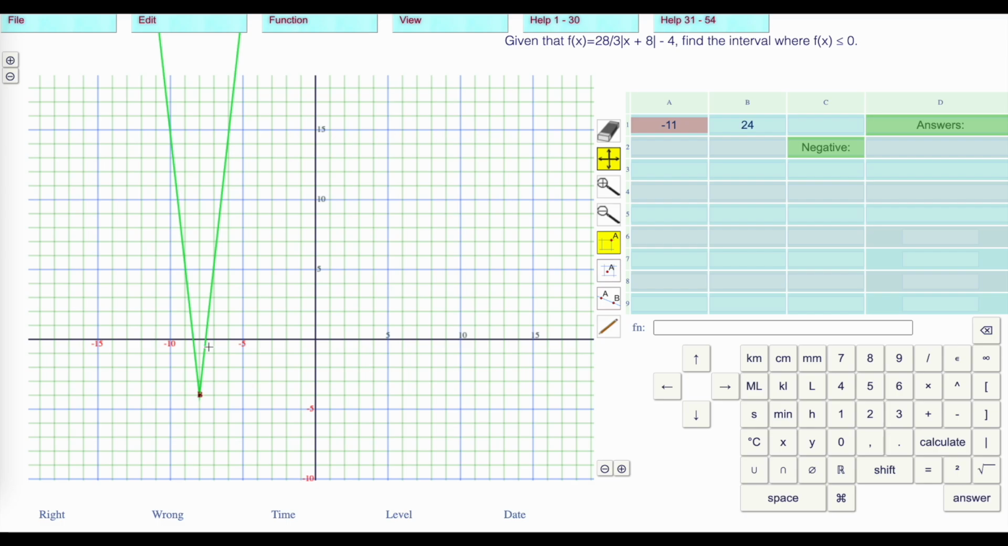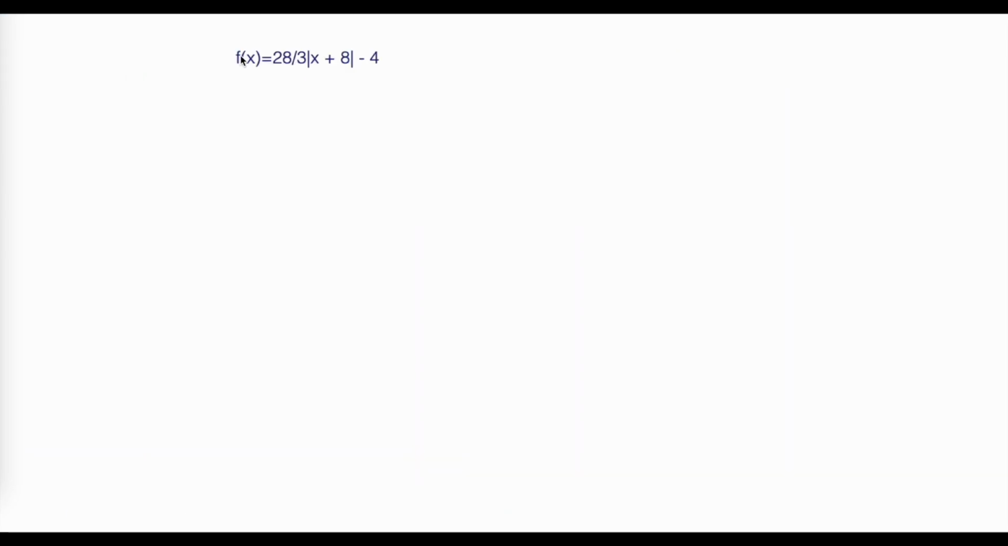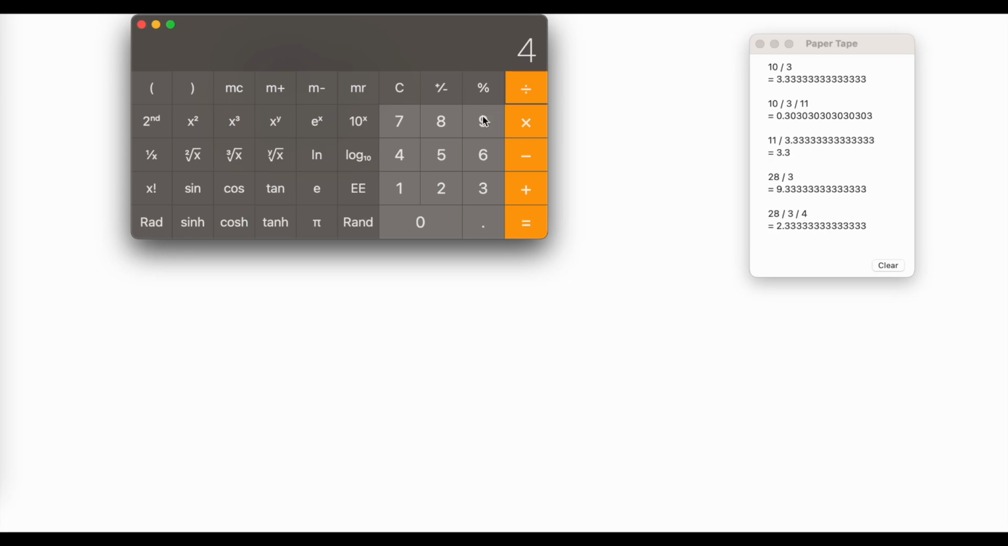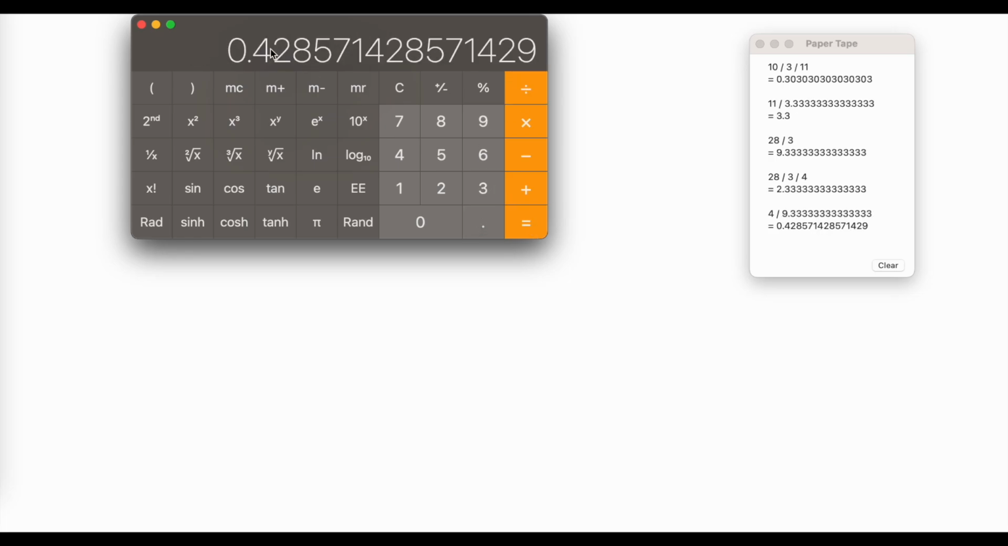We're going to have to calculate the zeros algebraically. We set the y value to 0. 28 divided by 3 is 9.3 repeating, times the absolute value of x plus 8, minus 4. I want to get rid of the minus 4, so I'm going to add 4 to both sides. That gives me 4 is equal to 9.3 repeating times the absolute value of x plus 8. Divide both sides by 9.3 repeating, and that gives us 4 divided by 9.3 repeating, which gives us 0.428571, so it's a repeating decimal.